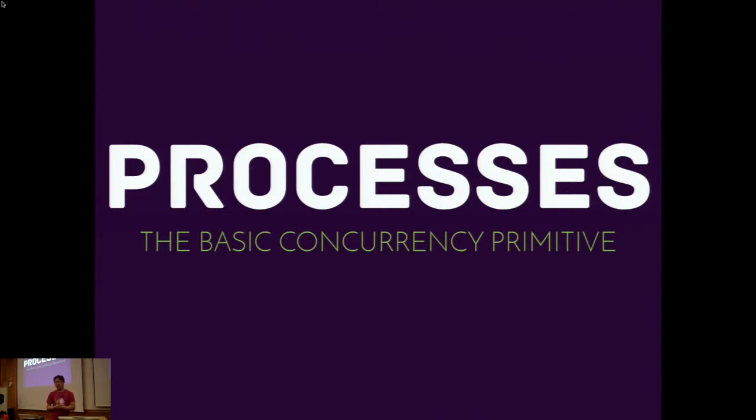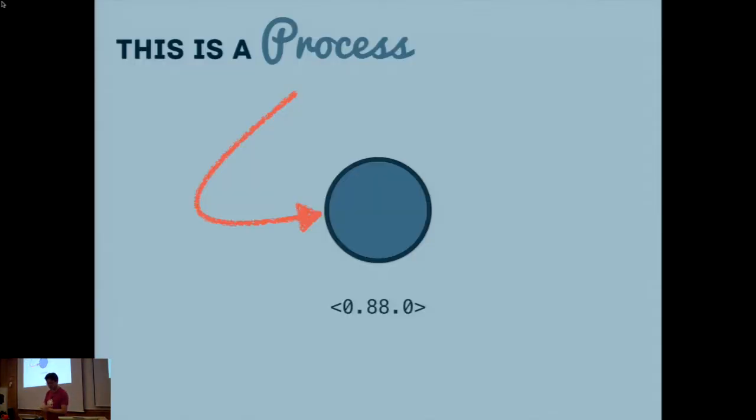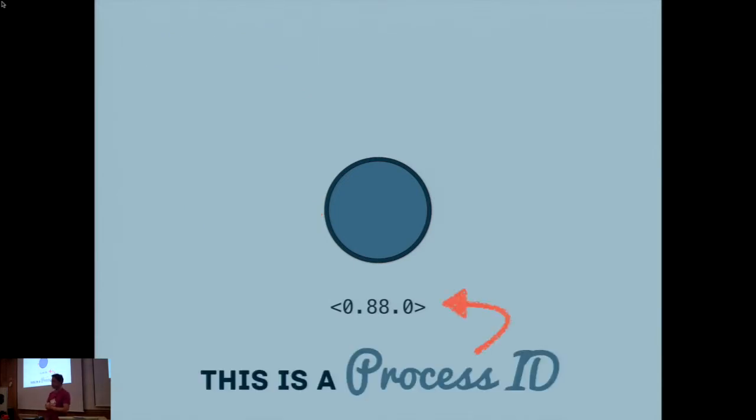Processes, again, are the basic concurrency primitive in Elixir. Processes in Elixir are not operating system processes. These processes are controlled entirely by the Erlang virtual machine. This is a process. And that is a process ID, which is a reference to a process. If I'm lazy, you'll hear me talk about process IDs as PIDs.